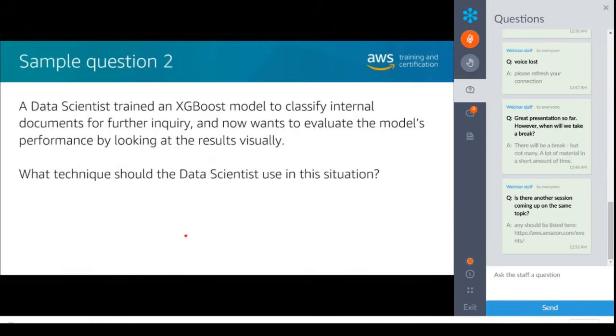Data scientist has trained an XGBoost model to classify internal documents for further inquiry, and now wants to evaluate the model's performance by looking at results visually.